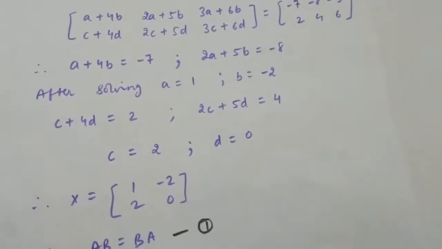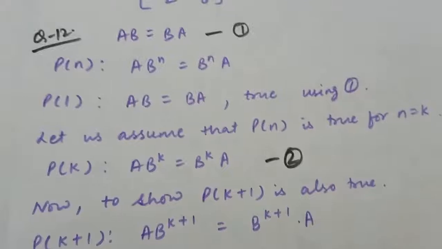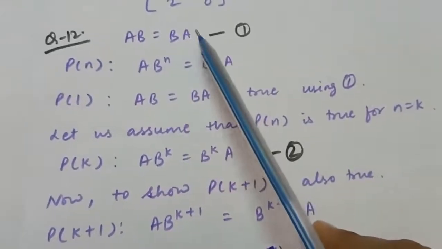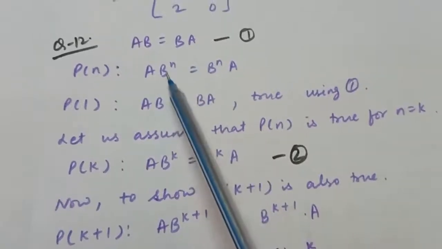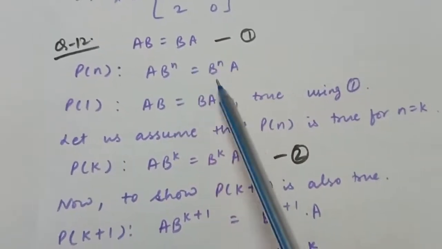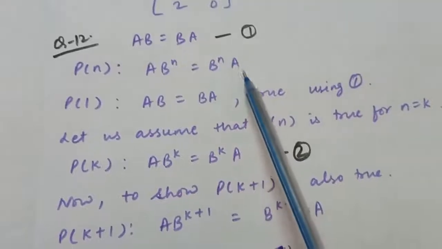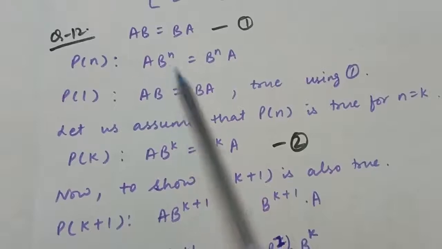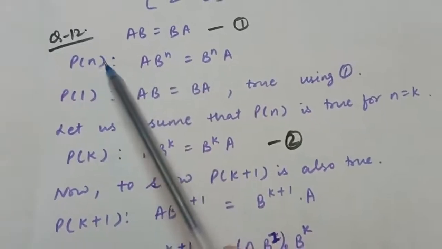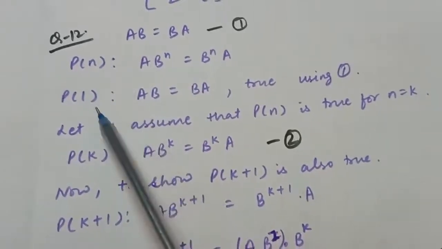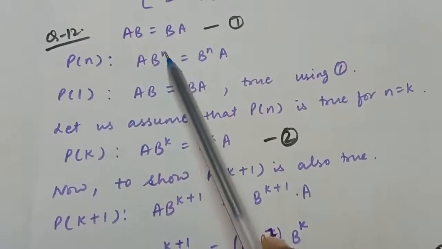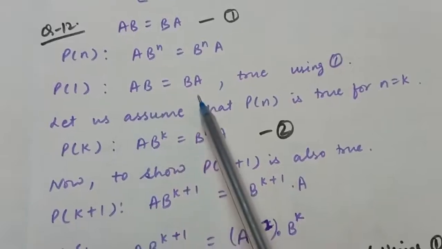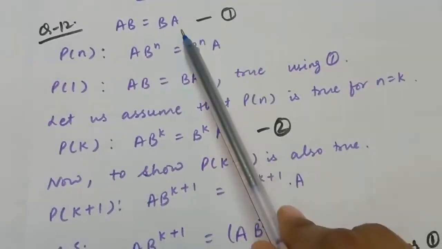Clear? Question number 12, it is given that AB is equal to BA. We have to prove that A into B raised to the power n is equal to B raised to the power n into A. So we will prove it by PMI. So first of all, let this be as the statement Pn. Now for n equal to 1, when you will put in place of n 1 on both the sides, you will get AB equal to BA, which is true because it is given already.